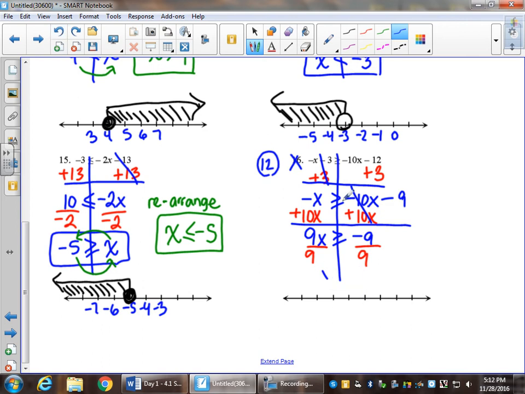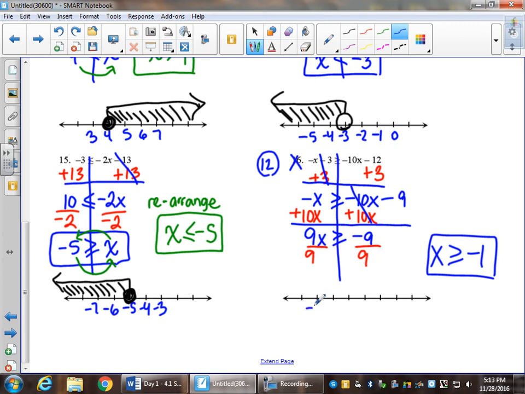I'll actually write that off to the side. Notice we did not flip the inequality sign because we did not divide by a negative. The fact that 9 is negative doesn't matter. It's only if you actually divide or multiply by a negative that the inequality will change.